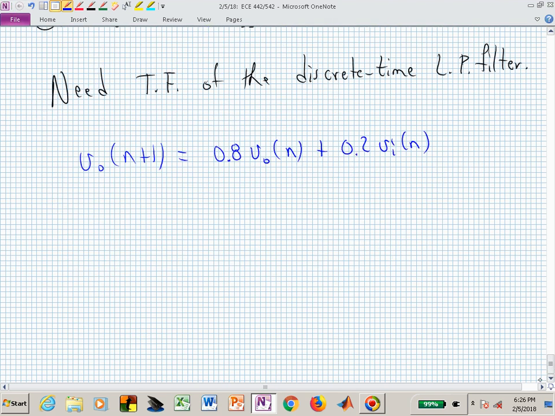We want the transfer function. We can find it from this difference equation by z transforming. What do we need to do about the initial conditions?